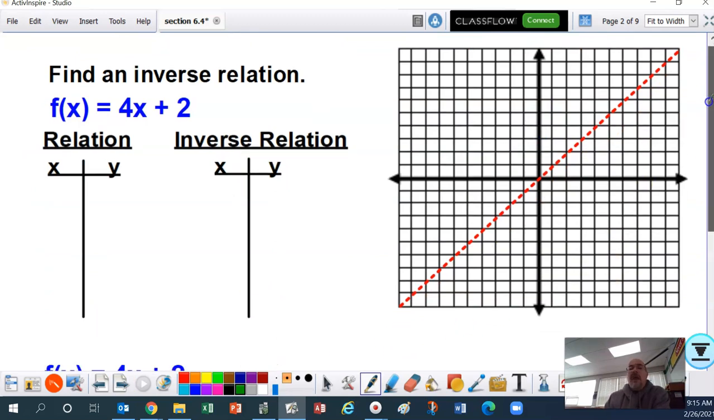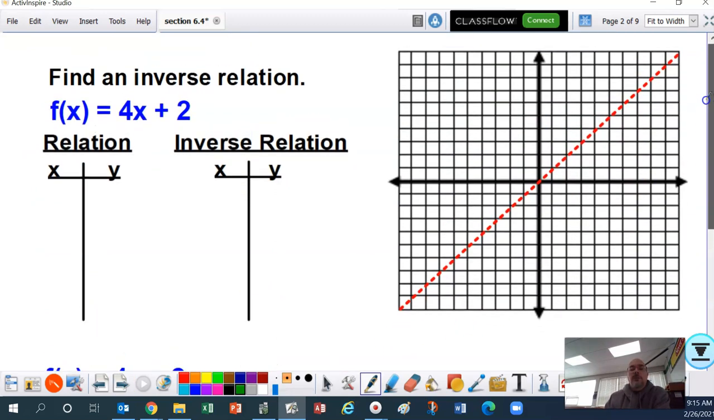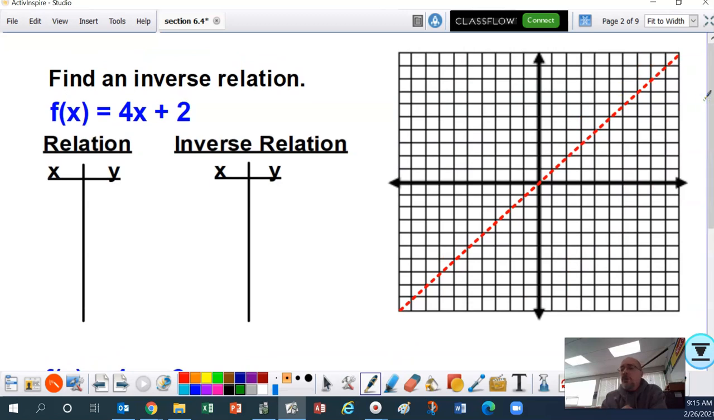So here we have f of x equals 4x plus 2. First we're going to graph this function, and then we will do the inverse, and then we're going to actually rearrange the equation to find the inverse function. All right, so I'm going to graph this. Remember how we graph this, ladies and gentlemen? We start at 2 on the y-axis. Now I'm going to put that dot down, so that is 0, 2.